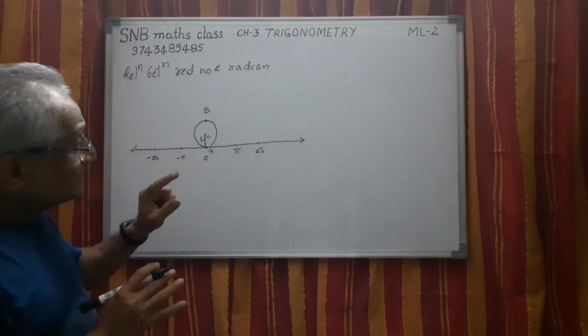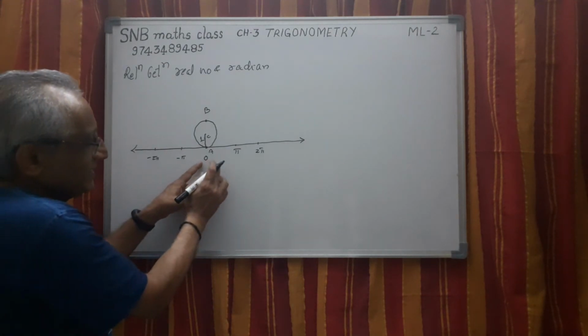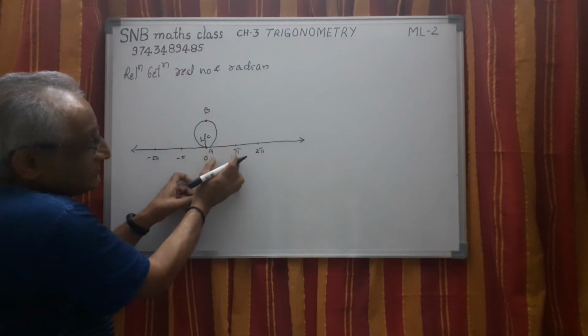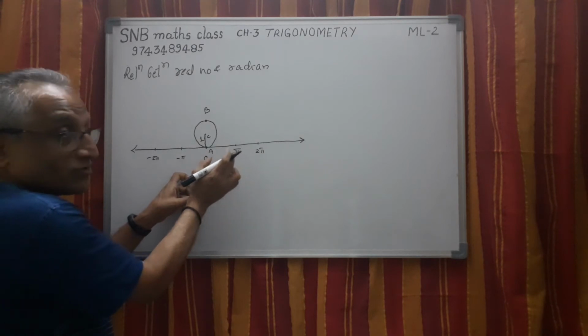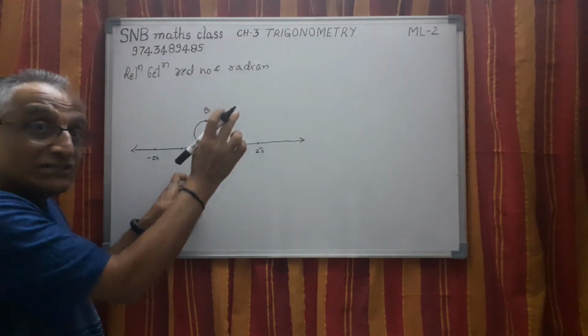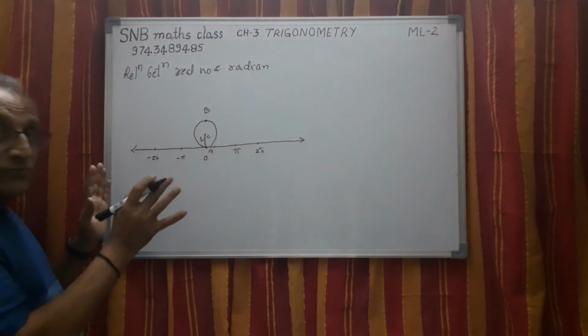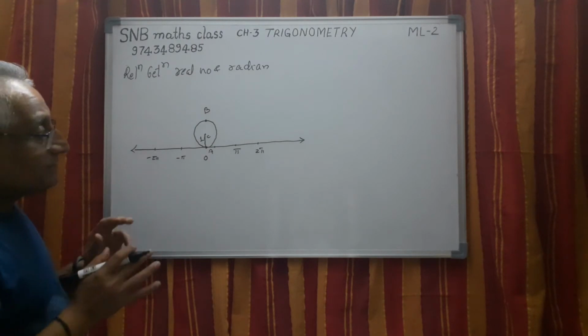So now you may ask, sir, where is 1? See here, what I have done is, this distance is pi radian. It is approximately 3 point something in terms of real number, because pi is 22 by 7. But 1 can be here. 1 can be here.